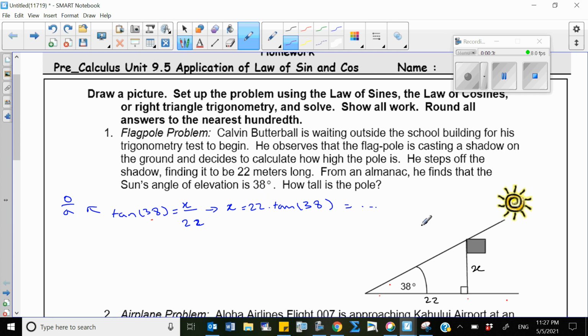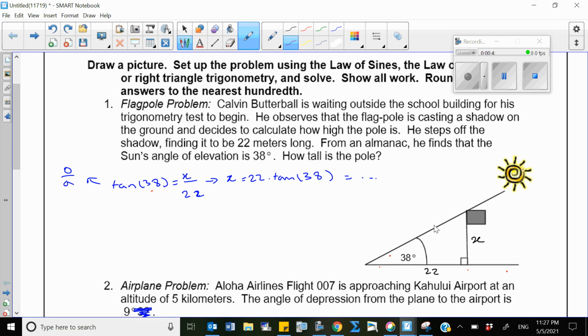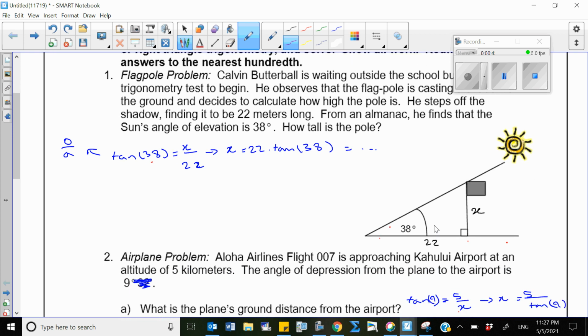So here we have the shape. Always when you see a word problem, the best thing is to draw the shape of the situation first. So here is the flagpole. The shadow is 22 meters. And the angle of elevation means the angle that you need to make in order to see something on top. The angle of elevation is 38 degrees. So here we have a right triangle.